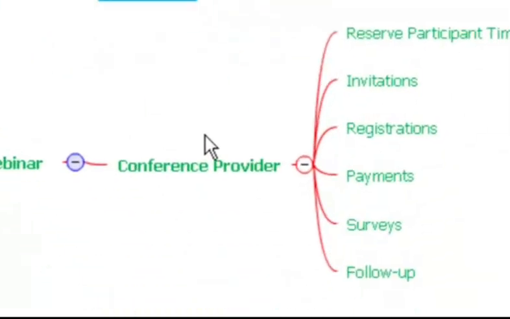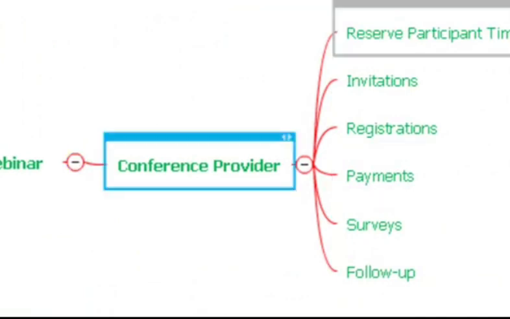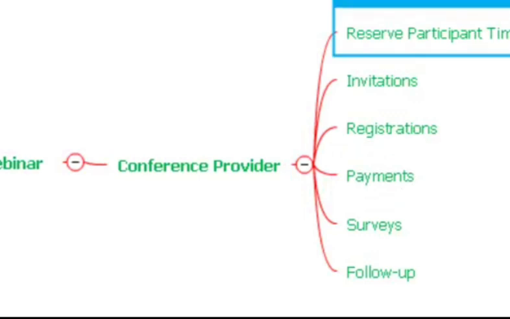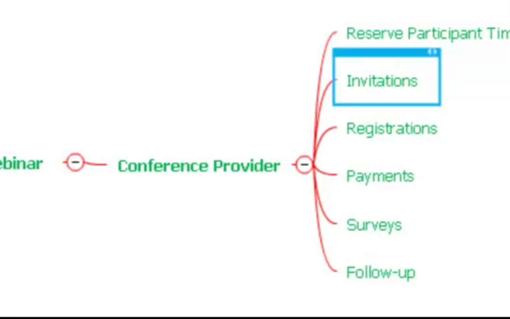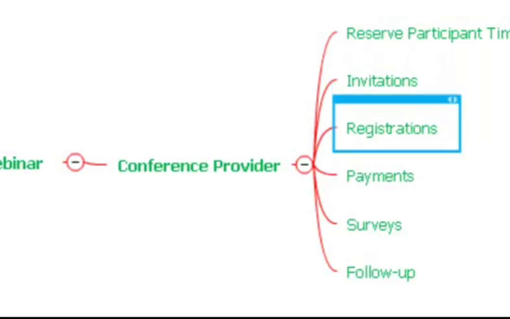What happens there is that the conference provider, the service that is offering the webinar service, actually does most of the heavy lifting for you. The conference provider will have a function that will help you reserve the participant's time. It will send out invitations to people on your list. The conference provider will collect registrations, which are the RSVPs, to make sure that people will be attending. You'll be able to keep track of that.